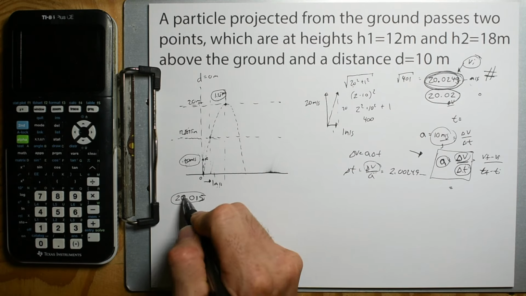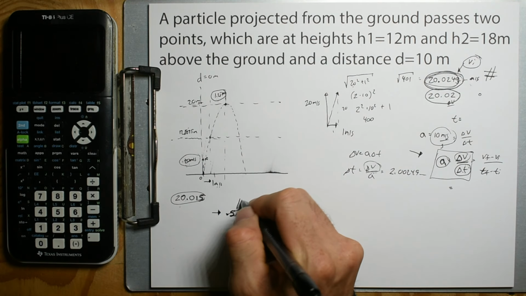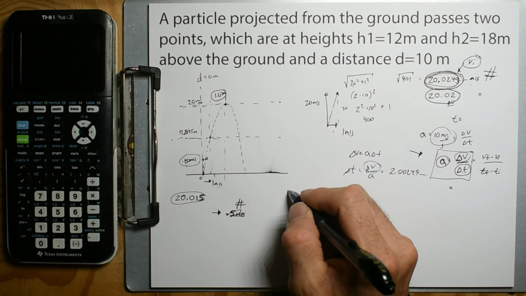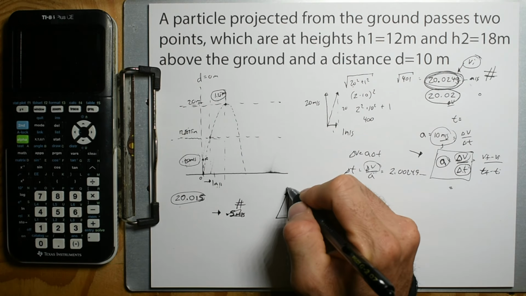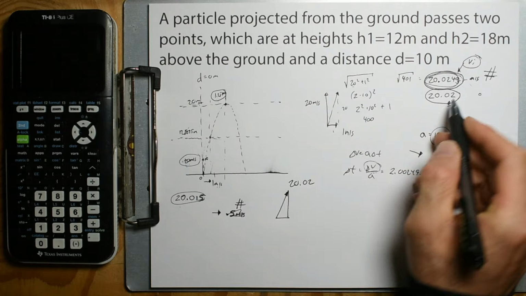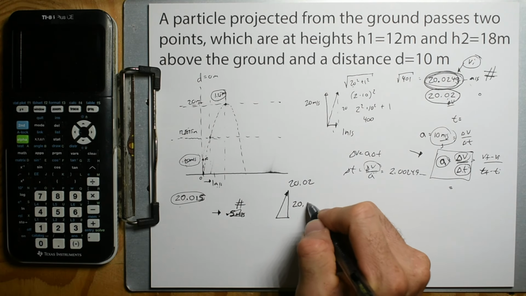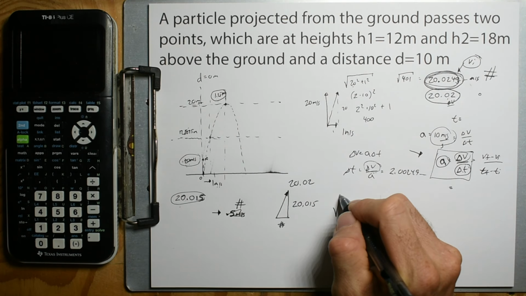So this number is going to be 20.015. Let's just see what this number would be by an equation. So if Pythagorean's theorem said that this number I want to be 20.02, which is reduced, this component is going to be 20.015. What is this? And this is one from Pythagorean's theorem.